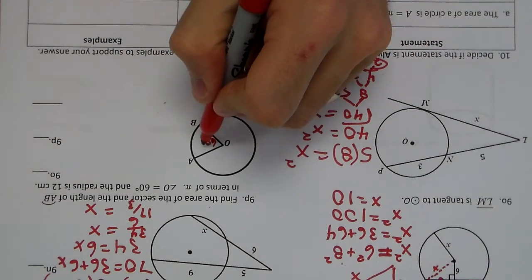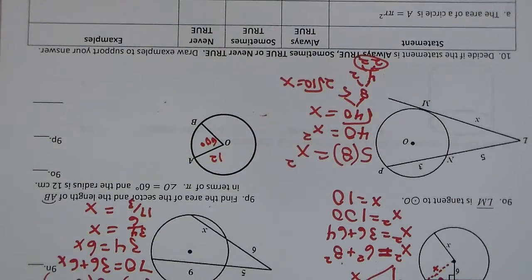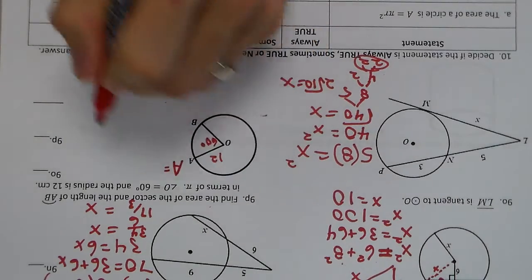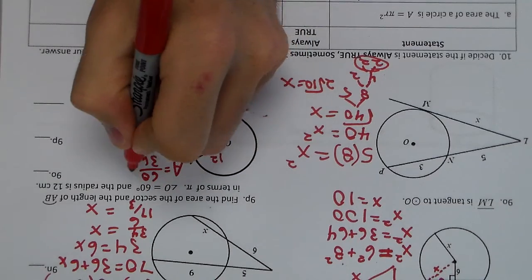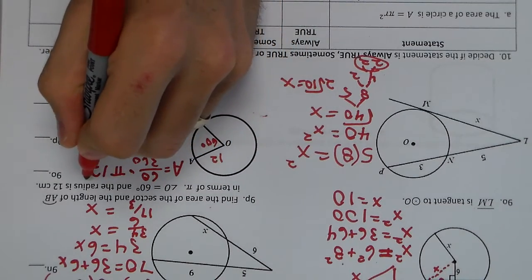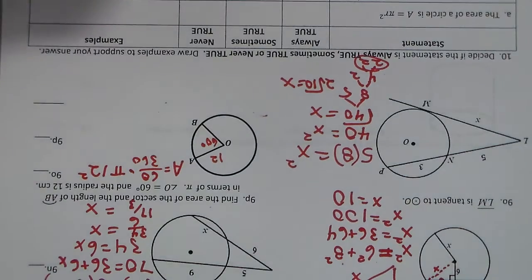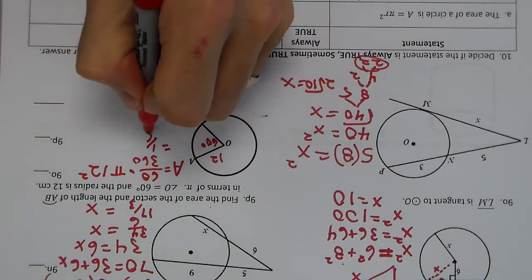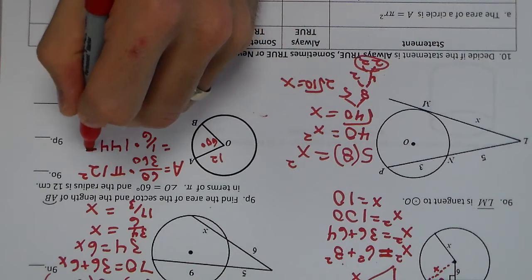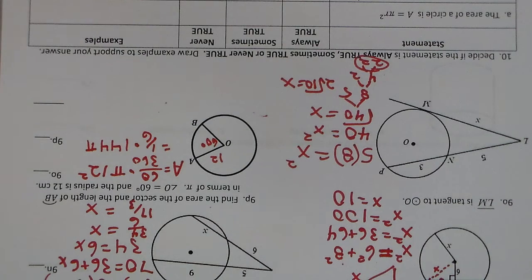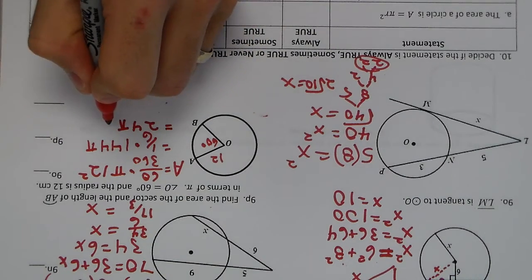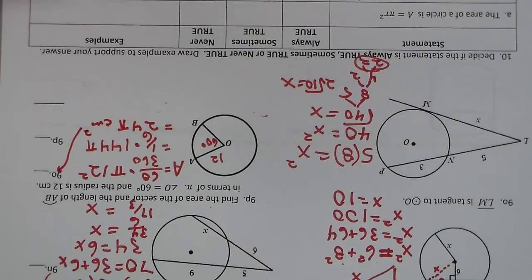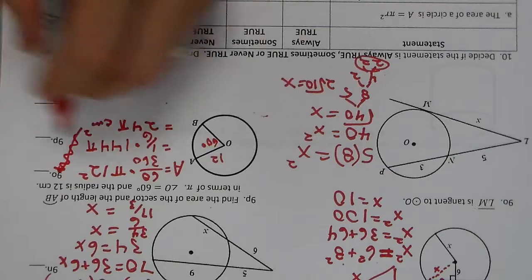9P, our angle is 60 degrees and our radius is 12. To find the area of the sector, I'm going to do the fraction of the angle over 360 times my formula for area, which is pi times 12 squared, or pi times radius squared. So this is 1/6 times 144 pi. If I divide 144 by 6, I get 24 pi. And that's going to be centimeters squared. That's my answer for O, or I guess that's P here. That's the area of the sector.